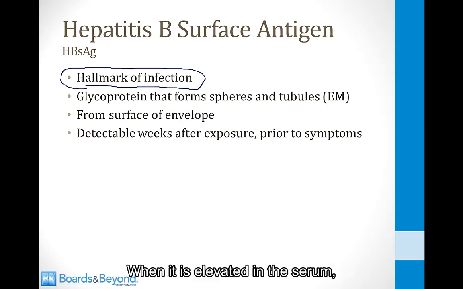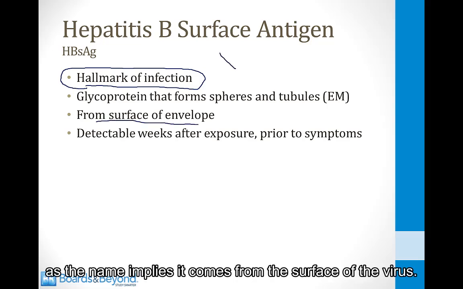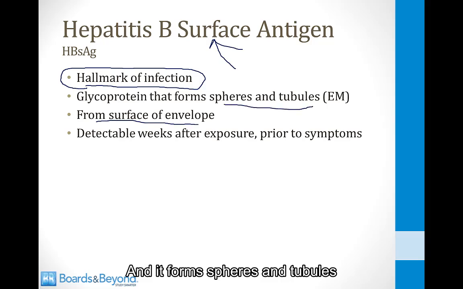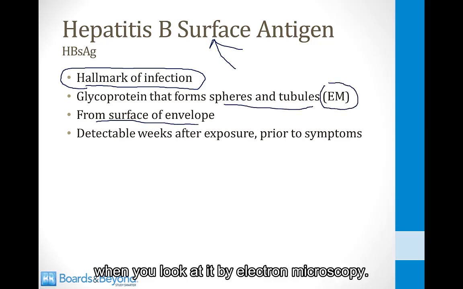When it is elevated in the serum, it implies that the patient has either an acute or chronic infection. This is a glycoprotein that comes from the surface of the envelope, as the name implies. It comes from the surface of the virus, and it forms spheres and tubules when you look at it by electron microscopy.